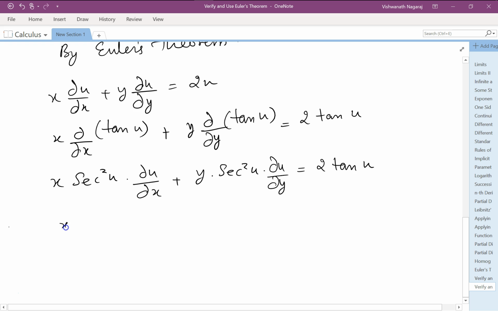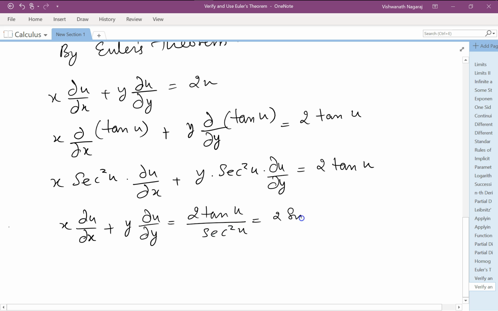Now sec square is common, so x ∂u/∂x plus y ∂u/∂y is equal to 2 tan u by sec square u. 2 tan u can be written in terms of sine and cos, and 1 by sec square is cos square, so this gets cancelled and we are left with 2 sin u cos u, which is nothing but sine 2u.